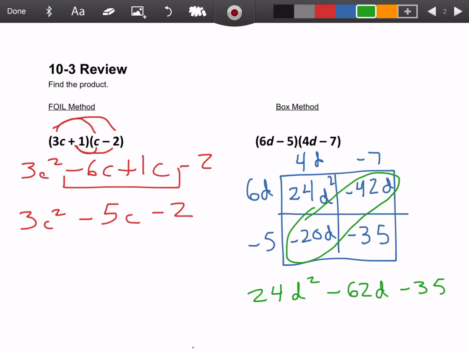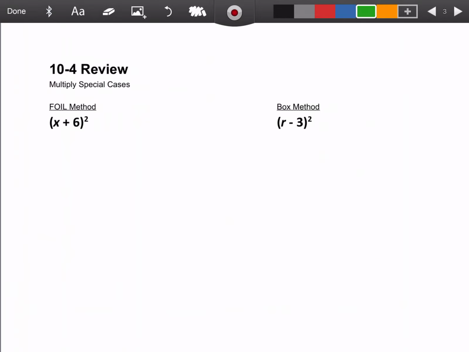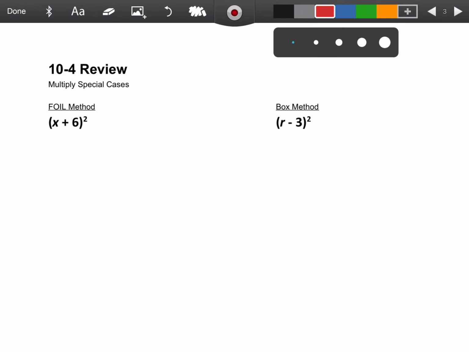Once again, we have to combine like terms, so this diagonal is what we need to combine. So our final answer would look like 24d squared, and then we have a negative 42 and a negative 20. That would be a negative 62d, and then the minus 35 is last.